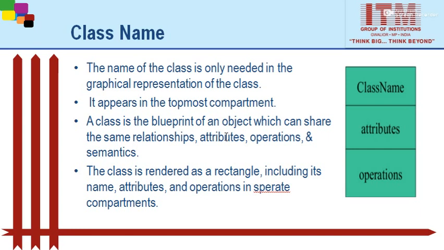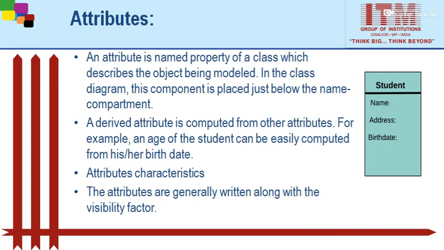A class is the blueprint of an object which can share the same relationships, attributes, operations and semantics. The class is rendered as a rectangle including its name, attributes and operations in separate compartments. So as you can see here, a rectangle box is designed in which the name is represented in the topmost part, attributes are represented in the middle part and the operations are represented in the below part, the last part of this rectangle. Now what are attributes?